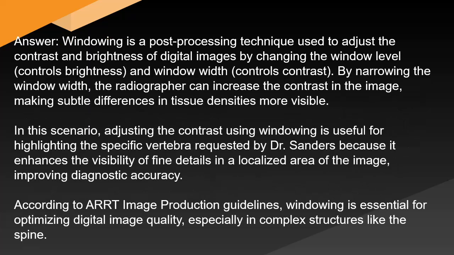Answer: windowing is a post-processing technique used to adjust the contrast and brightness of digital images by changing the window level and width. Window level controls brightness and window width controls contrast. By narrowing the window width, the radiographer can increase the contrast in the image, making subtle differences in tissue densities more visible. In this scenario, adjusting the contrast using windowing is useful for highlighting the specific vertebra requested by Dr. Sanders because it enhances the visibility of fine details in a localized area of the image, improving diagnostic accuracy. According to ARRT image production guidelines, windowing is essential for optimizing digital image quality, especially in complex structures like the spine.